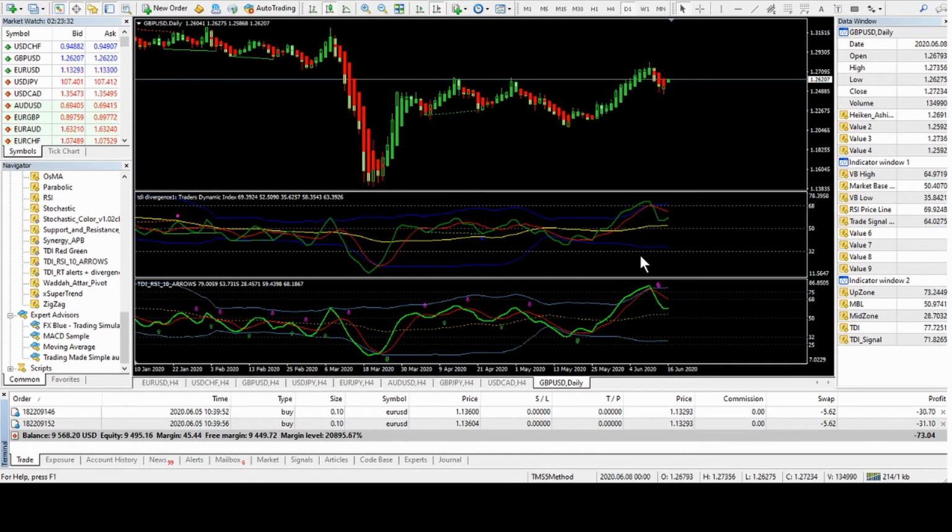So here you have it. This right here is the TDI. It incorporates four different components to it. This right here is the baseline, the market baseline, the yellow line. This is the RSI price line, that's the green line. The red line is the signal line, and then you can probably hardly see it, but there are blue lines right here that basically are the volatility lines.